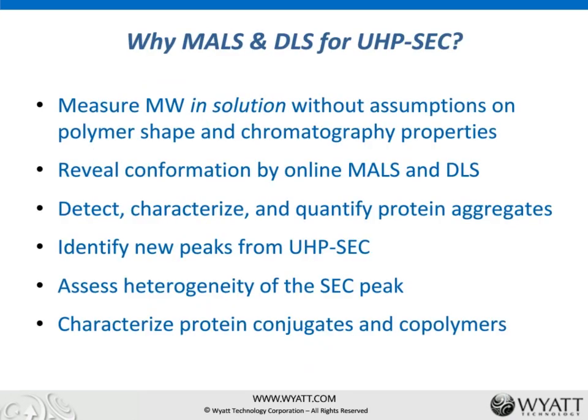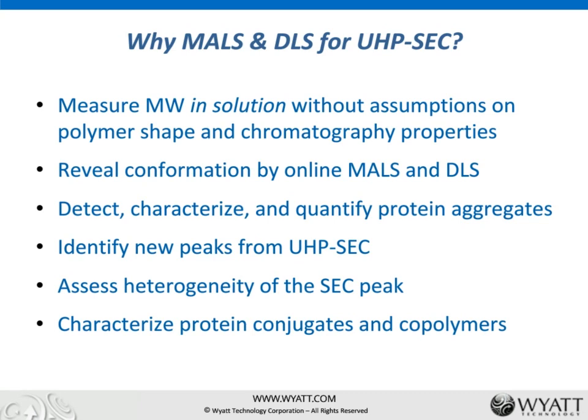So if we have those light scattering detectors together with the concentration detectors for UHP-SEC, then we can extend its capability. Not only will we be able to measure the molecular weight in the mobile phase without making any assumptions about the chromatography properties or polymer shape, we can actually reveal the shape of the polymer if we can measure both molecular weight from online MALS and RH from DLS.